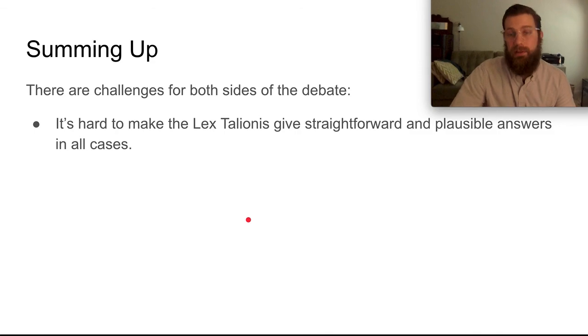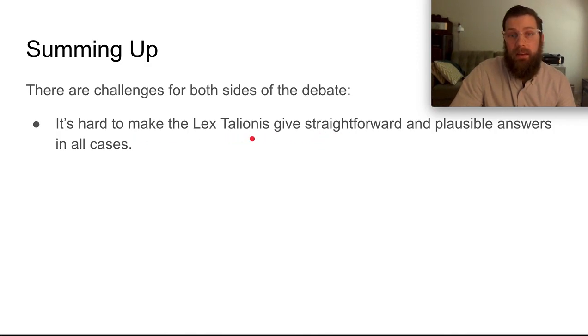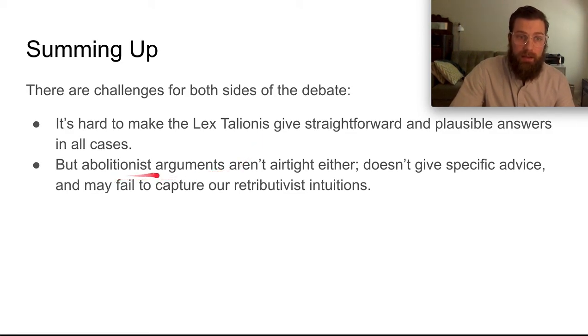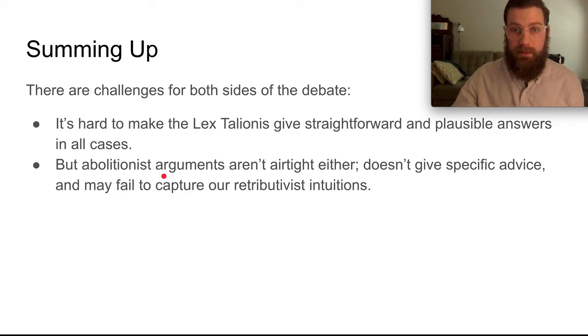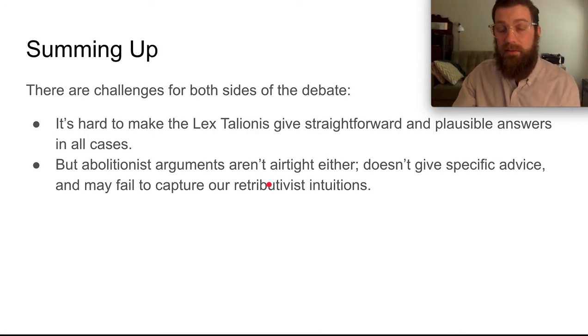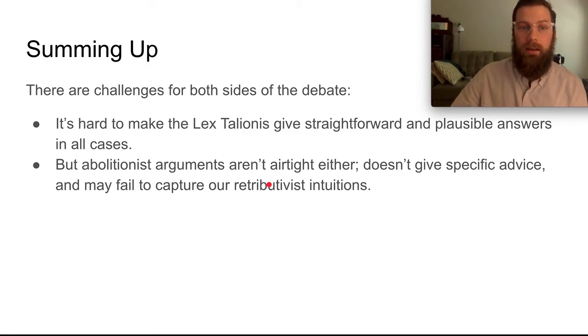So just to sum up, there are challenges on both sides of this debate, right? It's hard to make the lex talionis give straightforward and plausible answers in all cases about justice. And that's going to make it a bit harder for someone to argue in favor of the death penalty on the most obvious principle for justifying it. But abolitionist arguments aren't airtight either. So, for instance, proportional retributivism in and of itself doesn't tell us where the upper limit has to be placed for punishments, or about what kinds of things we have to do to a person in order to respect their dignity. And insofar as you might have retributivist intuitions in yourself, you might have the intuition that people lose all of their rights when they murder somebody else. And if you think that, then you may not be persuaded by the kind of argument that Nathanson is making.